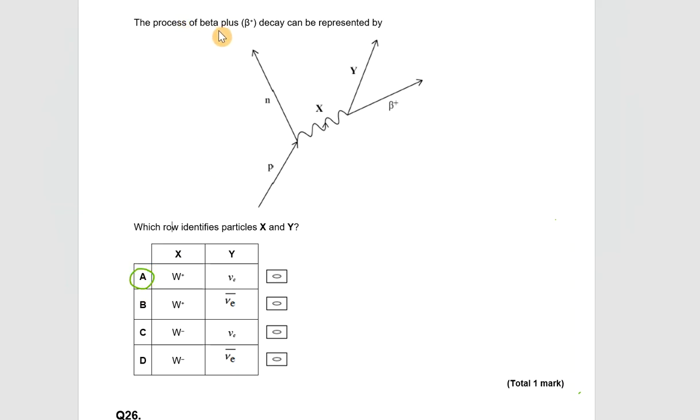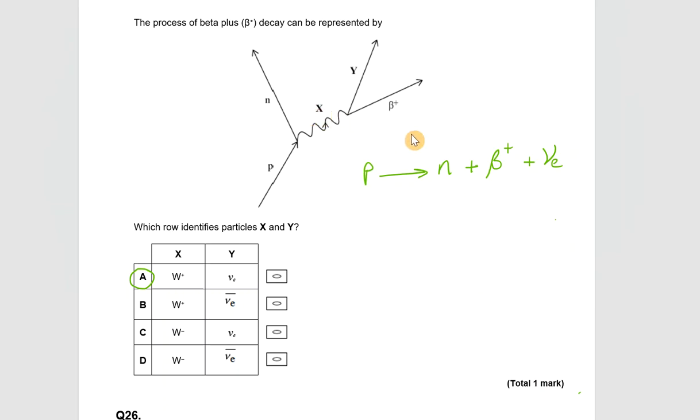So, the process of beta plus decay can be represented by, and this is a Feynman diagram representing the decay. This beta plus decay is one of the decays you have to know about, you have to learn. And it occurs when a proton decays into a neutron, a beta plus particle, which is an anti-electron, and an electron neutrino. So you just literally have to know that equation.